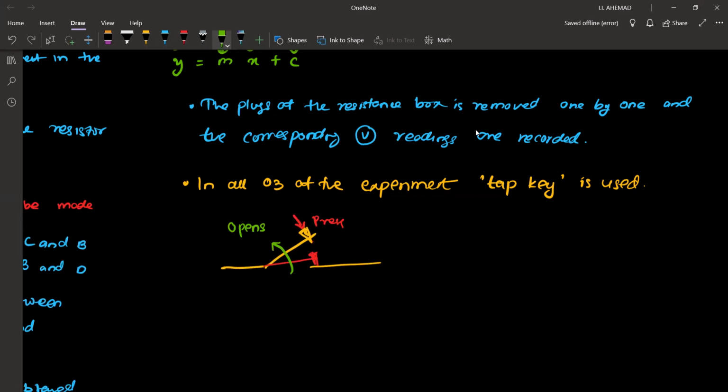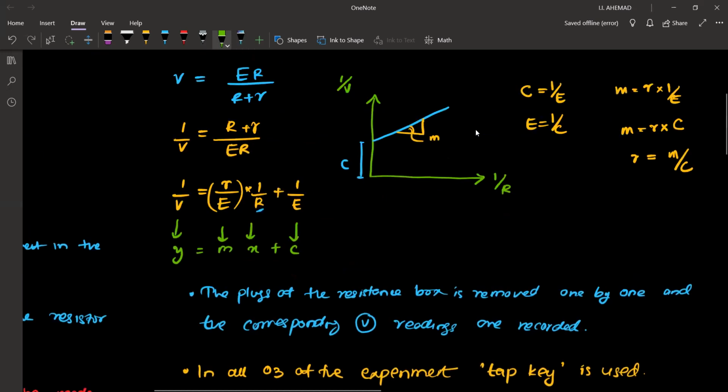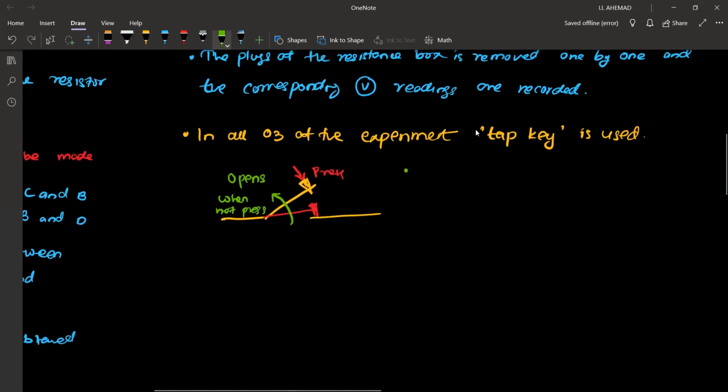It opens automatically when not pressed. So what is the advantage of a tap key? When we take the reading only, we need a current flow in the circuit, right? At other times we don't need a current flow. That is why we use a tap key.